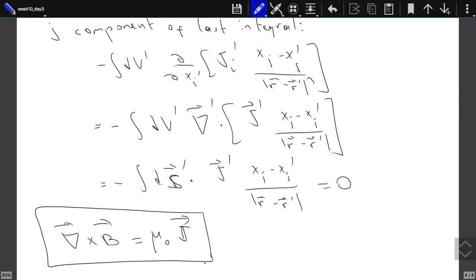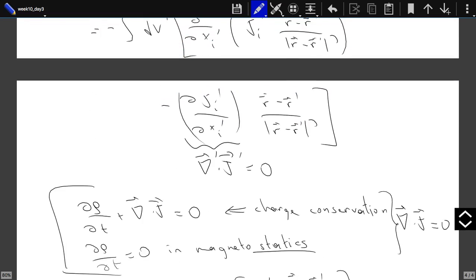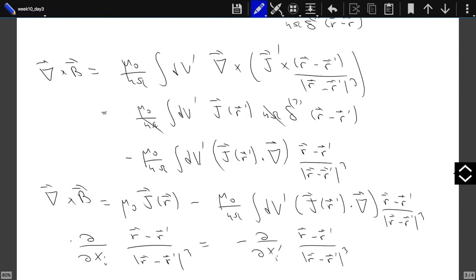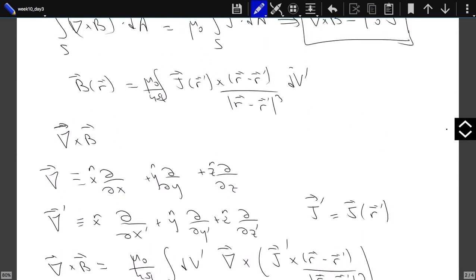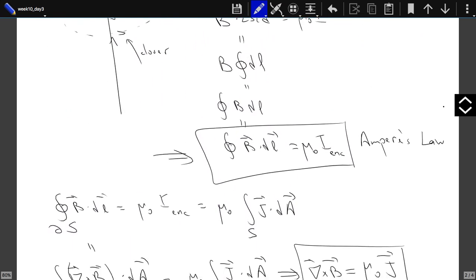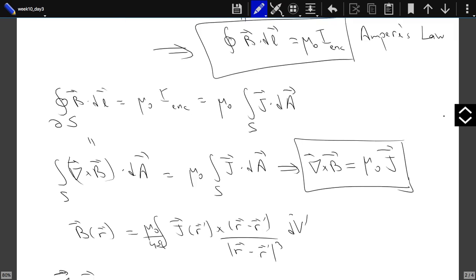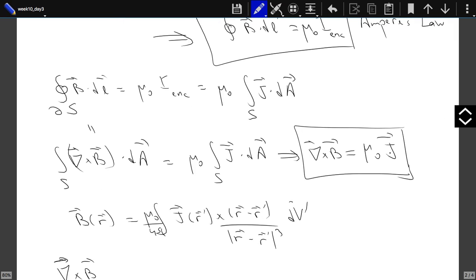At the beginning, J was a function of R, and then we changed it to a function of R prime. Why? Let's scroll up. Yes, here is J, which is a function of R. Well, you see, J is a function of position. At which point you are calculating J, that's what I care about. That position you can denote by R prime or R or whatever you want.